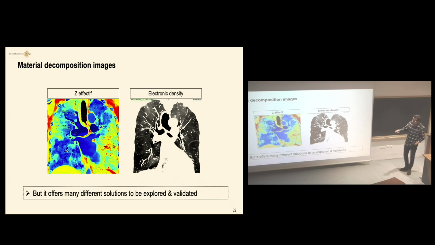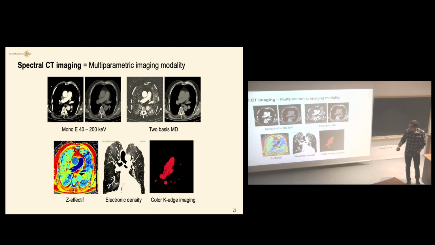So there are important new developments, and they could be summed up as these images, but not only; it's not exhaustive. You could think about other images that can be developed if you know the physics. So see what spectral imaging is offering today: a multi-parametric imaging modality. I talk about the virtual monoenergetic images from 40 to 200 keV. I talk about two-material basis images from iodine and water, for example, and from Z effective and electronic density, and at the end we will talk about K-edge imaging.